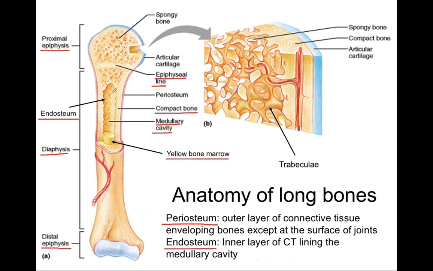We'll find the endosteum lining the inside of the medullary cavity and the yellow bone marrow that's contained within that connective tissue layer lining the inside of the diaphysis. This is the structure of the diaphysis in particular. But as we move to the epiphyses, we'll see that there's a different structure that can be found at each of these ends. As we know, the epiphyseal line will separate the diaphysis from the epiphysis.